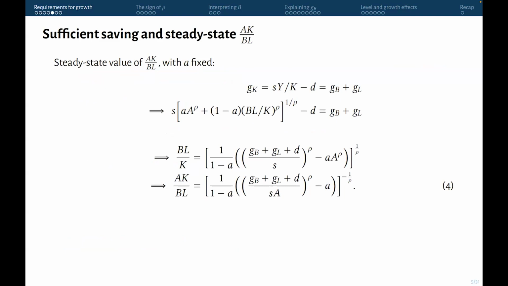Given that you have sufficient saving, you might think, okay, well, we were considering this scenario where BL is growing exogenously, and you're not saving enough, so AK is growing more slowly. So you might think, oh, if you are saving enough, then AK will grow faster than BL, right? And so AK over BL will go to infinity, right? And then the only constraint will be a lack of effective labor.